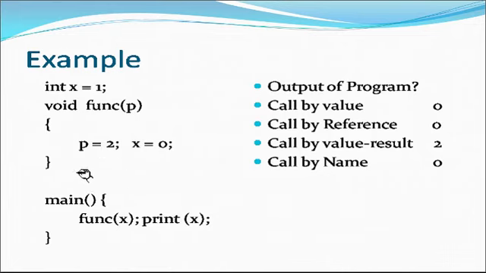That is okay. But when the function is over, since you are using the value result method, which is also called copy in or copy out, what's going to happen? What is the current value of p? 2. That 2 will be copied into the actual x. And so when you try to print x, it will be 2. So like this, you can try so many examples on your own. And this must have given you a good idea of what is the difference between these.